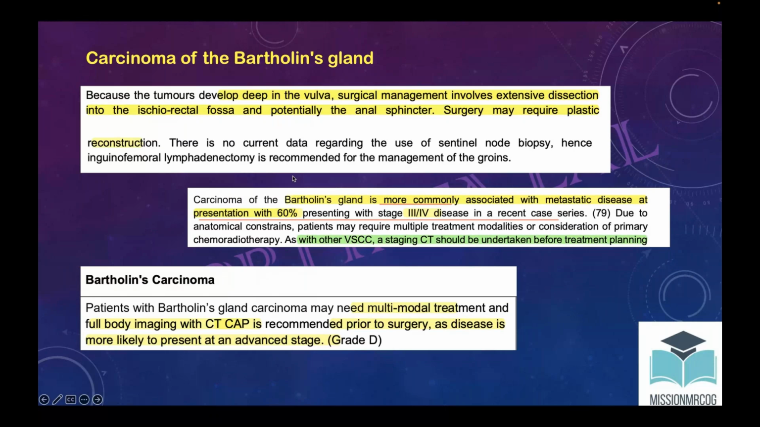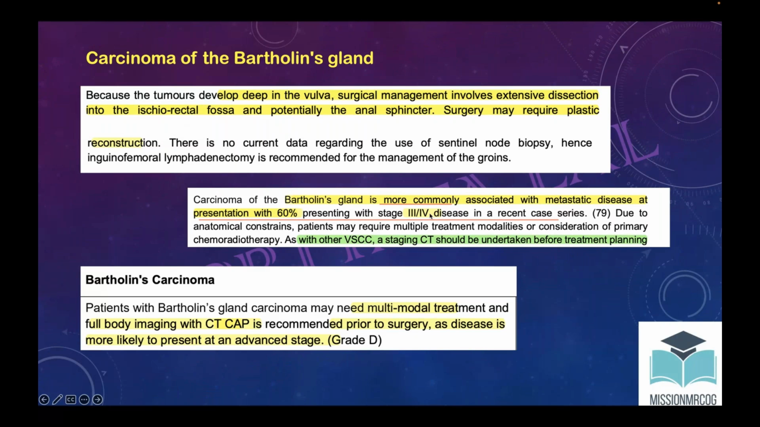Because of that, and because it is a central lesion also, bilateral inguinofemoral lymphadenectomy is recommended. Okay, lymph nodes on both sides are to be removed because it is a central lesion. Now, when they come to the hospital, they are already at an advanced stage, 3 or 4, so look for metastasis already.